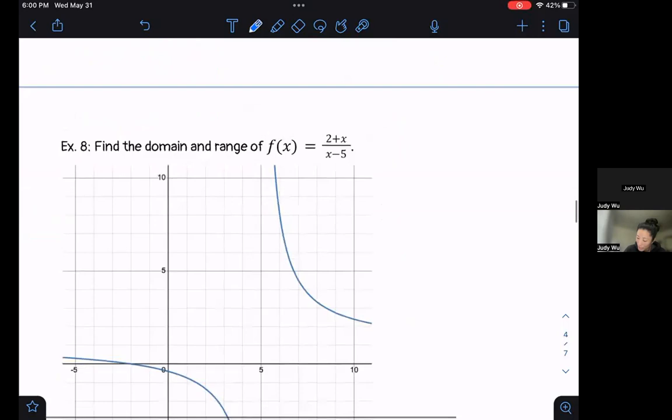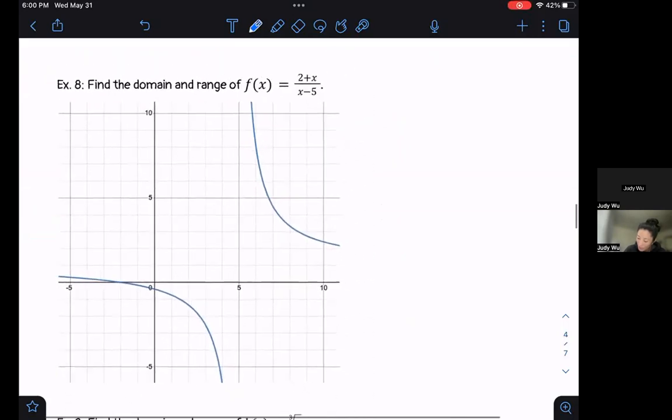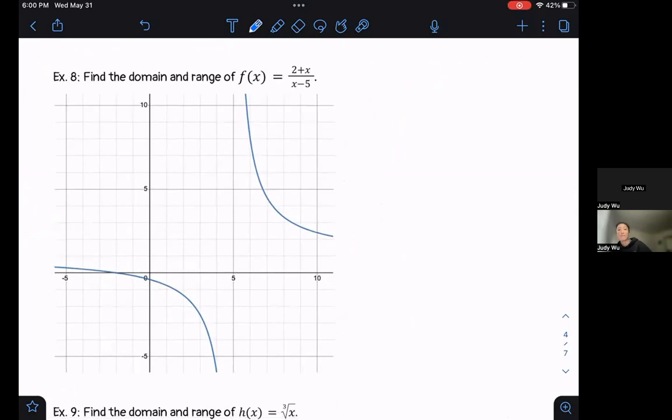All right, example 8 here. Got a little bit more of an interesting picture. Find the domain and range of f of x equals 2 plus x over x minus 5, right? If you haven't seen this kind of graph before, we're going to take a look at these later on this summer, all right? But there's a whole thing happening that has to do with this denominator, x minus 5. So it's not a coincidence that this is x minus 5, and we have a problem at 5.